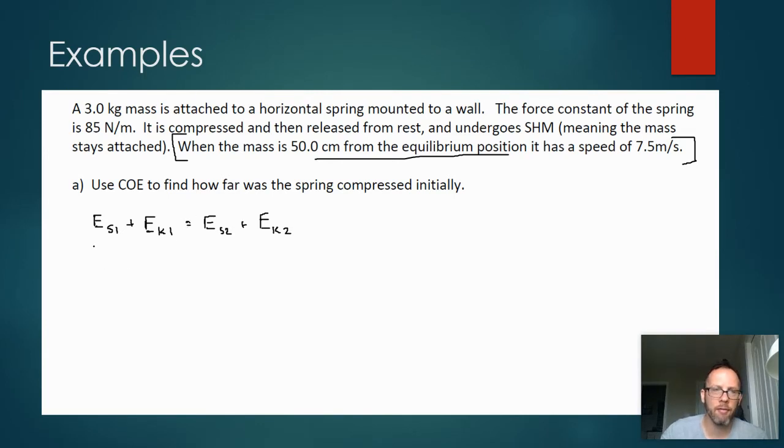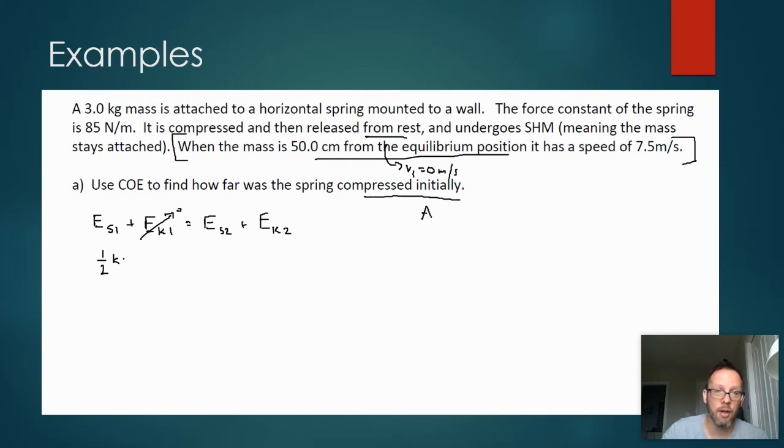So it is compressed and released from rest. If it's released from rest, that means that initially v1 is 0, and that the initial kinetic energy is 0. And so we have 1/2 K. And if you'd like to use A, since it's compressed initially, that's like finding A, you could do that.